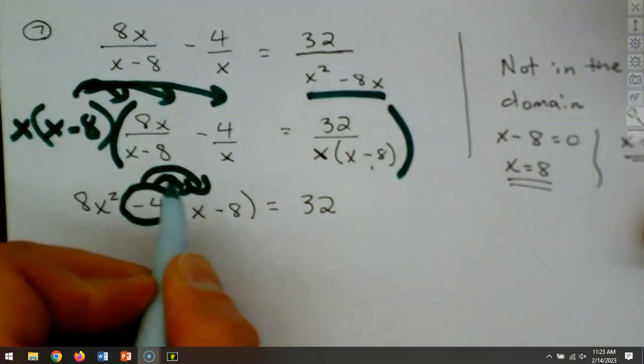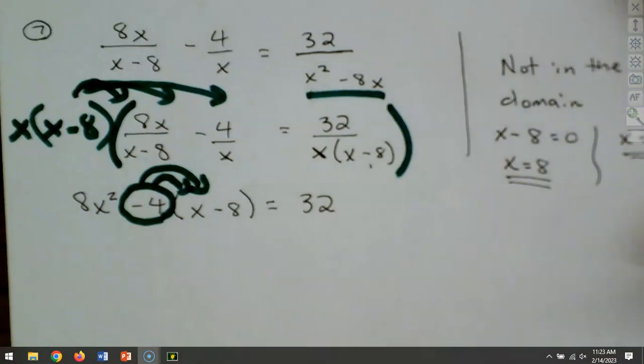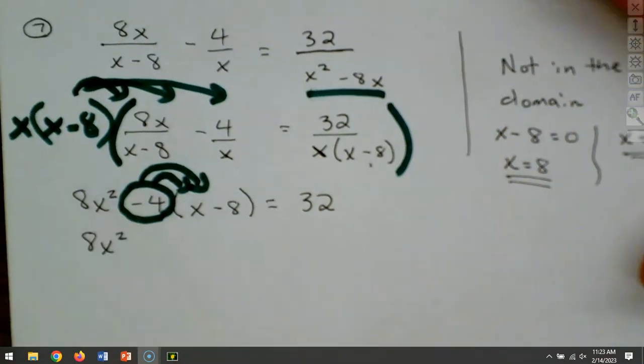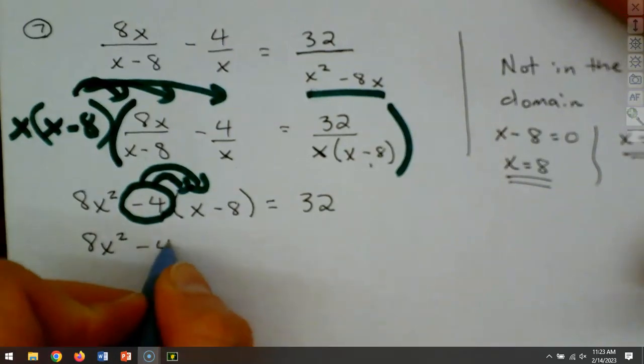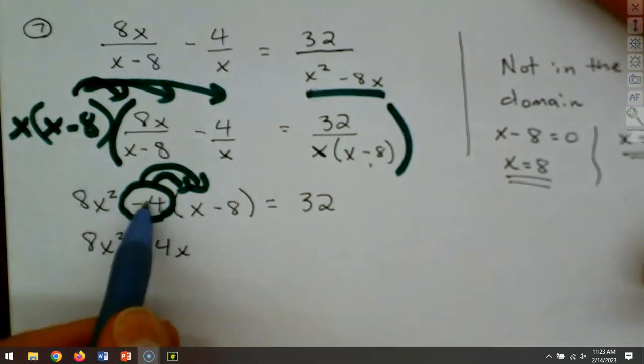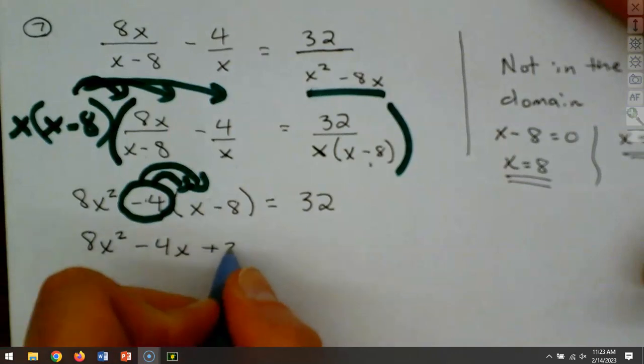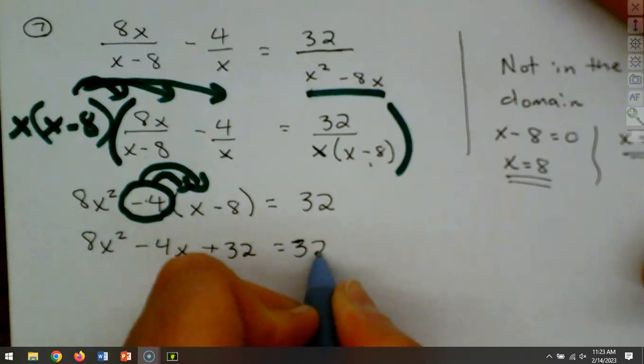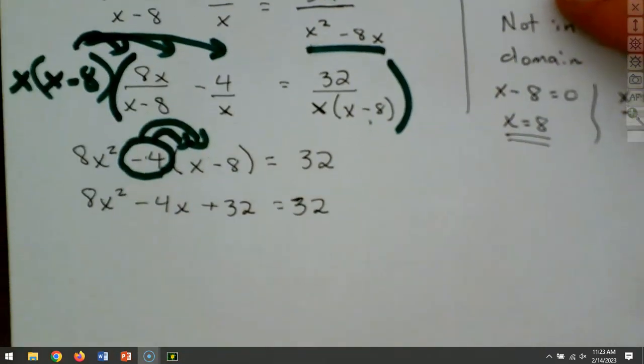I'll do one more step, and then you'll be able to finish it. So distribute that minus 4 through. So that leaves you then with 8x squared minus 4x. Negative and negative makes it a positive 32. And that equals then 32, doesn't it?